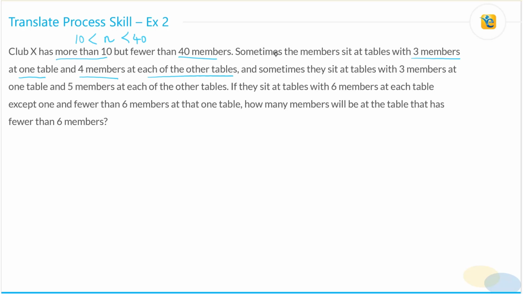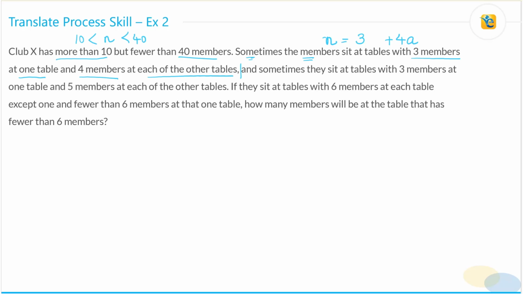Because we say sometimes the members sit, let's write down n, which means all the members are able to sit, 3 on one table times 1, plus 4 members sit on, let's say there are a such tables on which 4 members sit. So really n is equal to 3 plus 4a. So we'll just write n is equal to 3 plus 4a. Okay, let's continue reading.